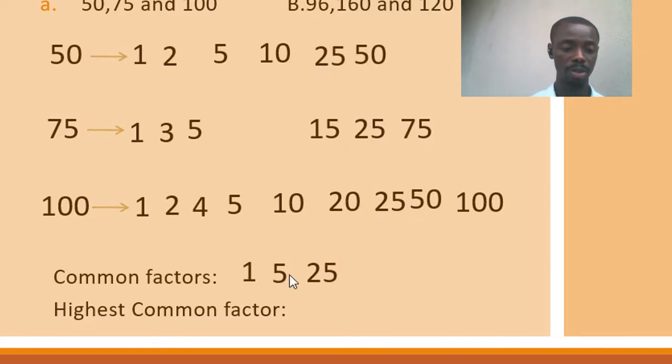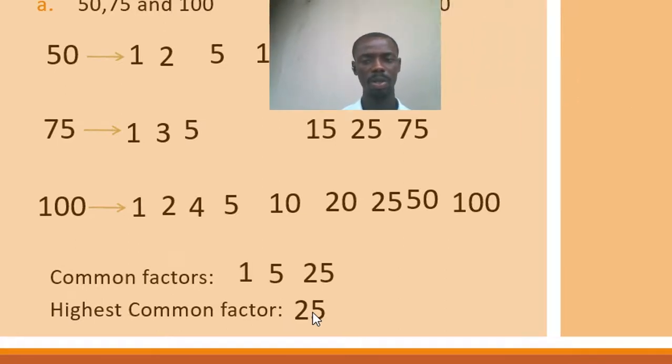So, the highest common factor now, among these 3 common factors, which one is the highest? The highest will make our highest common factor. Alright? So that's 25. So, the common factors of the 3 are 1, 5, and 25, and the highest of them is 25. Okay, now let's look at the prime method.